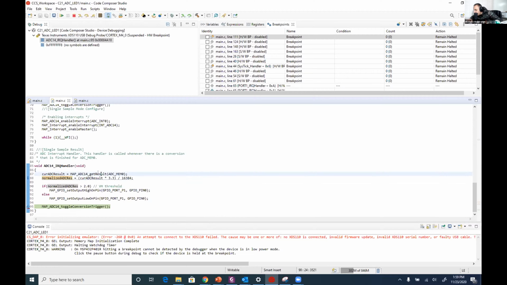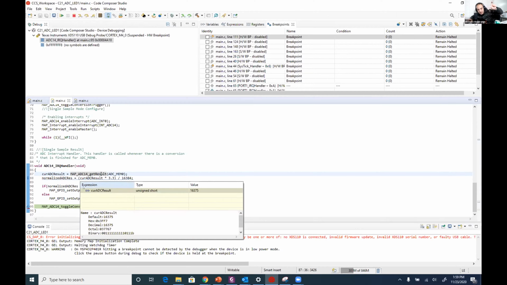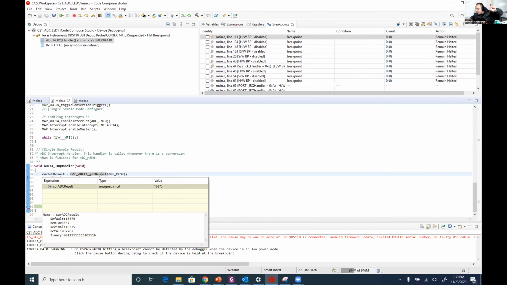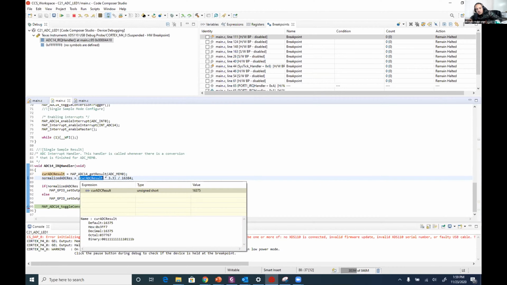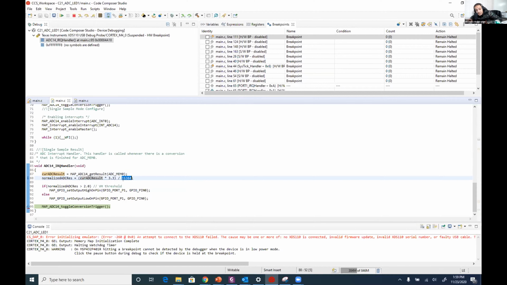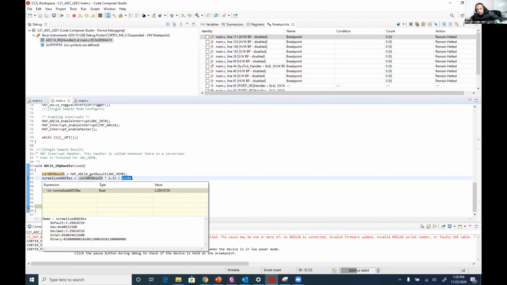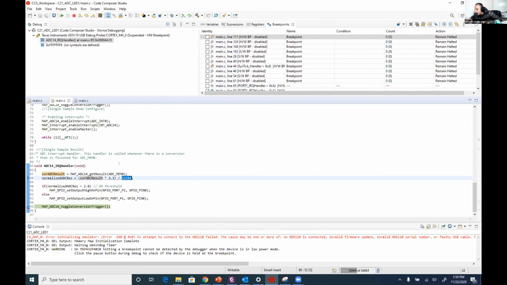But this is, remember, with 2.5 as maximum. So this value here corresponds to any voltage higher than 2.5. Remember this. Then we need to make the normalization or translation. So we take this value, which is 16 thousand something, and multiply it by 3.3 and divide by 16384. This will give us something very close to 3.3. Look, 3.29.